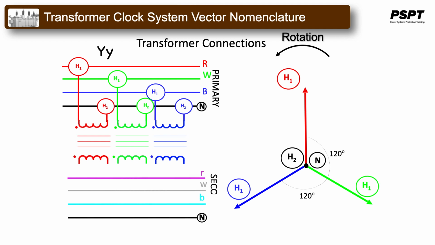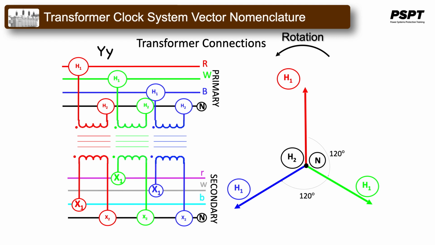The second YY connection would look like this. The red winding X1 terminal is connected to the secondary blue phase bus. The white winding X1 terminal is connected to the secondary red phase bus. The blue winding X1 terminal is connected to the secondary white phase bus. And all of the X2 winding terminals are connected together to form a secondary neutral.